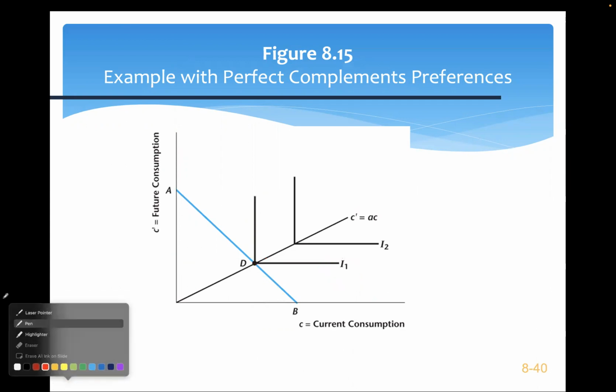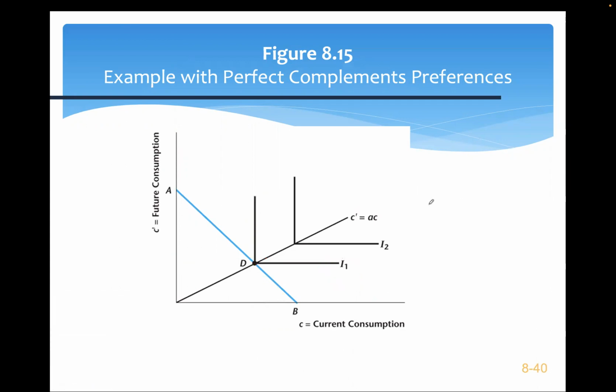Perfect complements help us simply solve the optimization problem, because the optimal consumption bundle must satisfy this, and also must be subject to this budget constraint. Hence, this equation plus the budget constraint are going to jointly solve C and C prime, as we just showed.